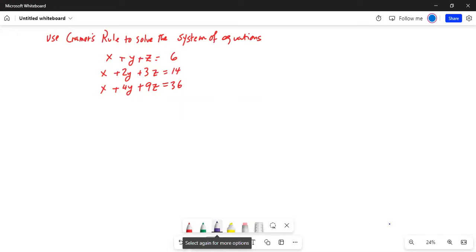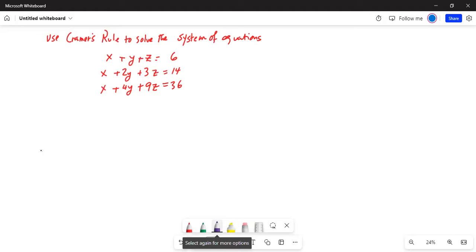Use Cramer's rule to solve the system of equations: X plus Y plus Z is equal to 6, X plus 2Y plus 3Z is equal to 14, and X plus 4Y plus 9Z is equal to 36. First we will write the coefficient matrix.